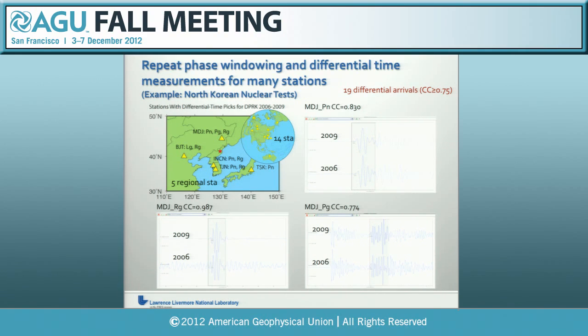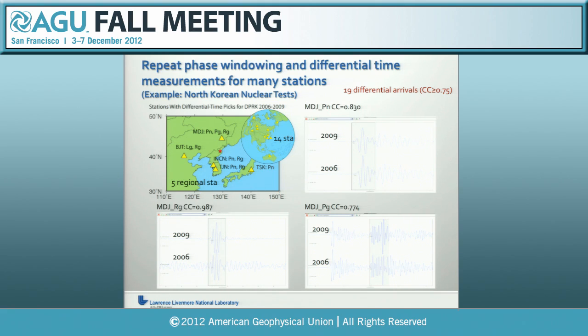And what you do is you would just repeat this process for a given pair of events at a bunch of stations. I apologize, this looks like it's a little bit faint, but this is the result for the two Korean tests, 2006 and 2009, and this is the regional stations. MDJ, for instance, we found a good correlation for PN, PG, and RG. Some of the other stations in the region, really all we could get was PN to correlate. And then a global set of stations, we also found good correlations for the P waves. And these are just some examples.